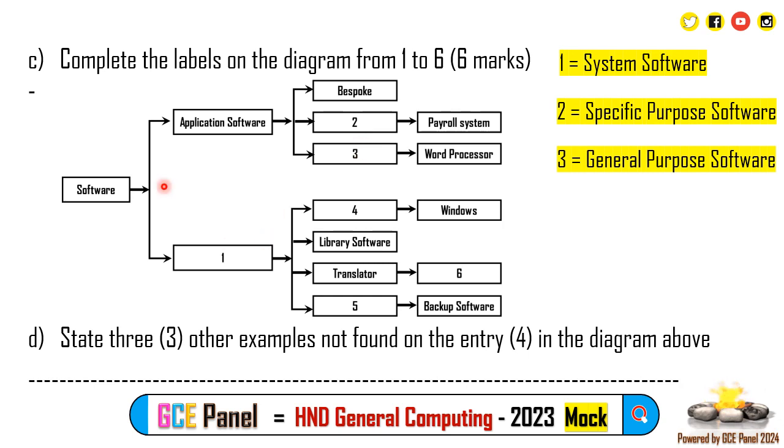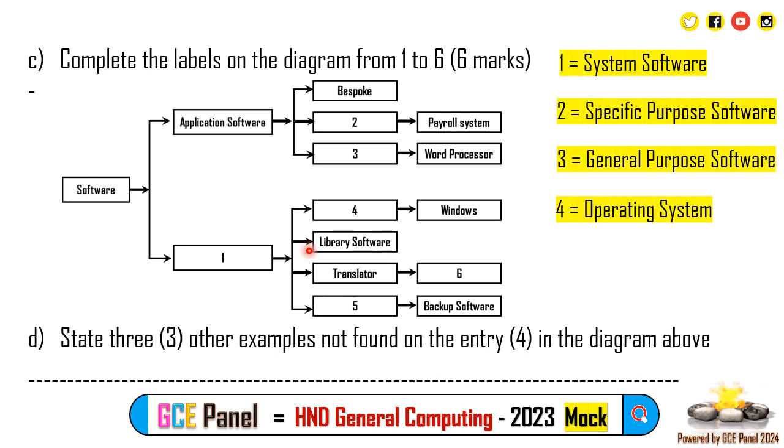Now for number 4, we know that number 1 here is system software. System software is further classified into the following. Which one has an example that is Windows? This is supposed to be an operating system. So number 4 is an operating system because the example is Windows.